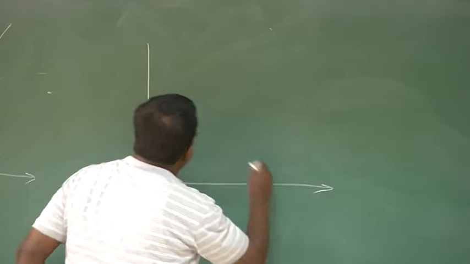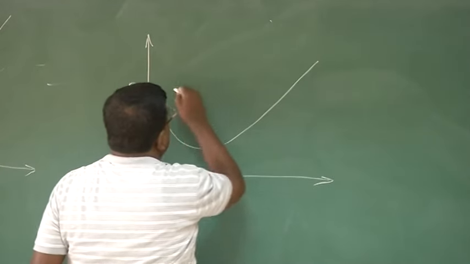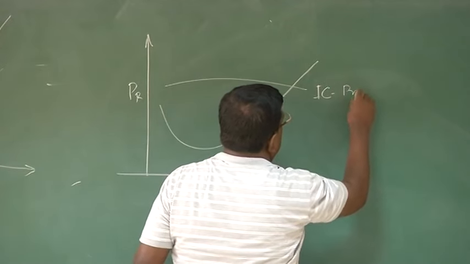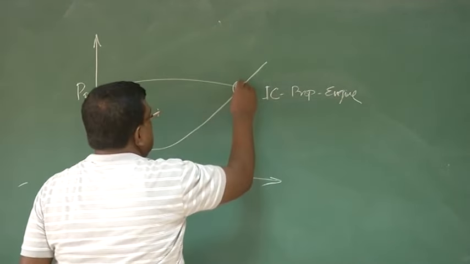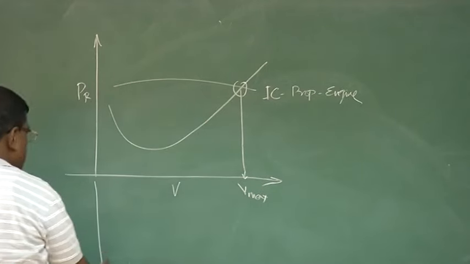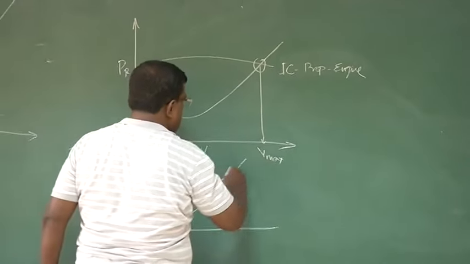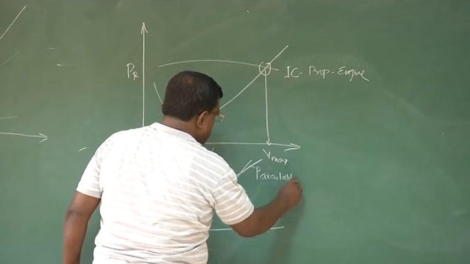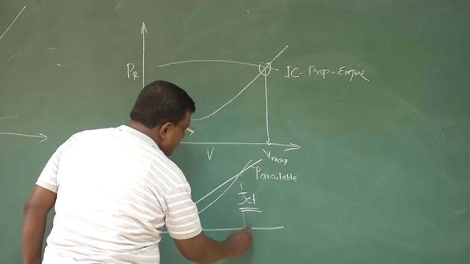We also realized that for this power required versus V, if I draw it like this, and if this is typically for an IC engine driven propeller combination, then this is the Vmax. And for a jet engine, if I draw it like this, again, if this is the power required, then this is the power available for a jet engine. You can see this point is the Vmax.